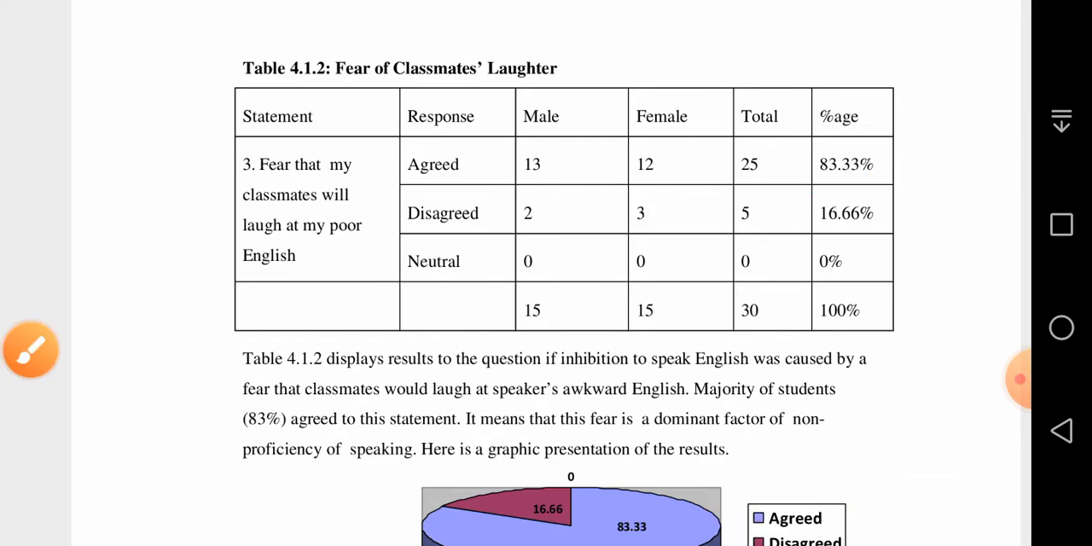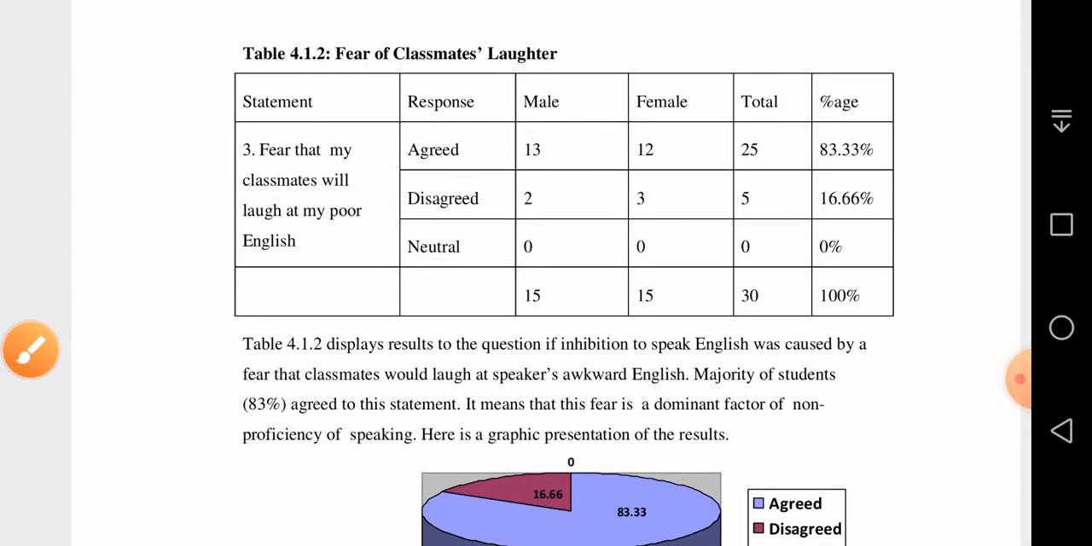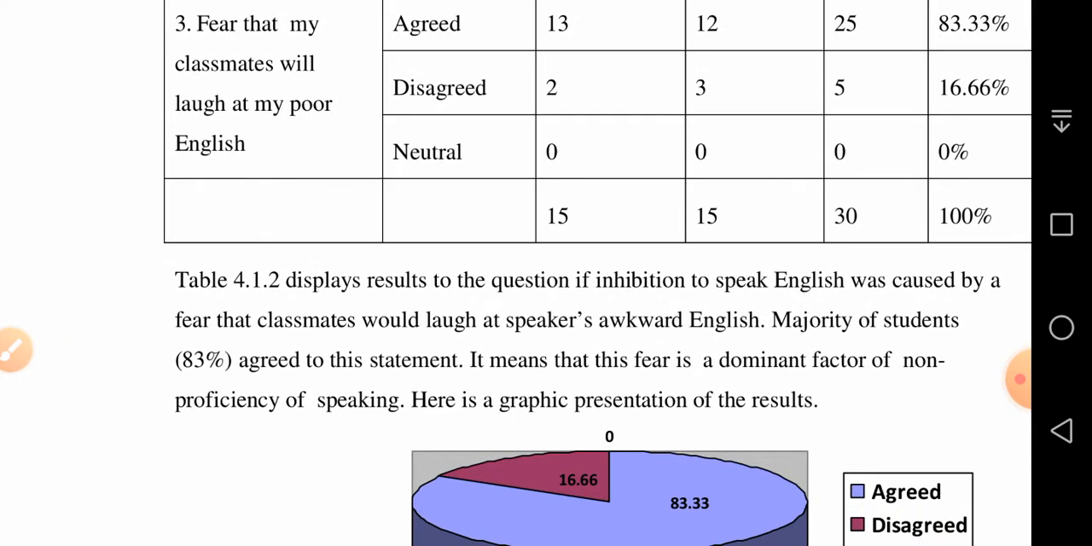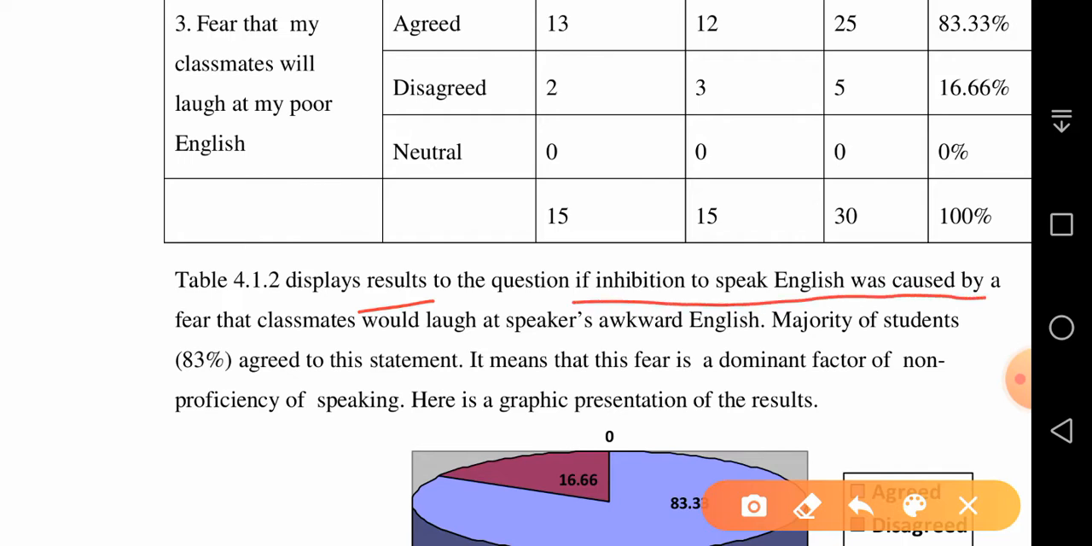So after calculation like this, you have to give a brief description here. Table 4.1.2 displays results to the question of whether inhibition to speak English was caused by a fear that classmates would laugh at speakers' awkward English.